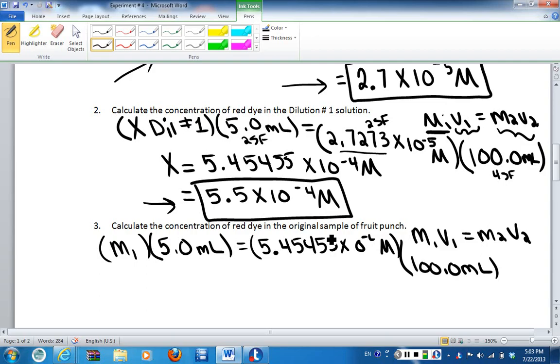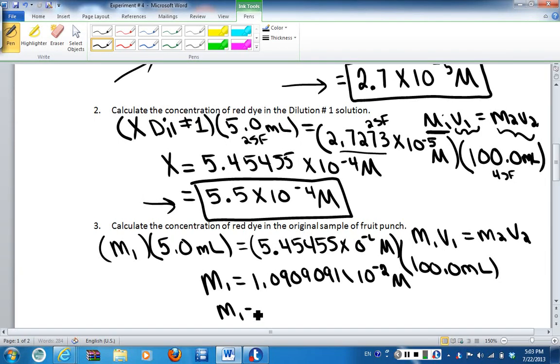So if we solve for M1, we get a value of 1.0909091 times 10 to the minus 2 molar. So again, accounting for significant figures, we know we can only have 2 significant figures, because we have 2 here. Even though this is a big long number, only 2 of them are significant, and here we have 4, so since we're multiplying and dividing, we know we have to have 2. So our final answer for this is 1.1 times 10 to the minus 2 molar of red dye in the original concentration.